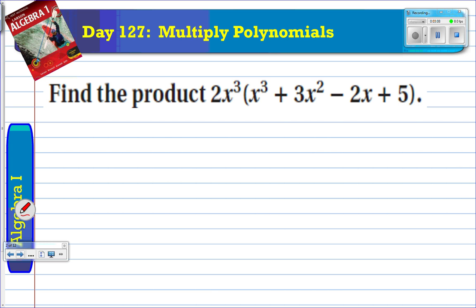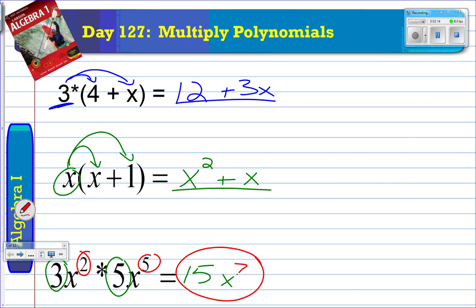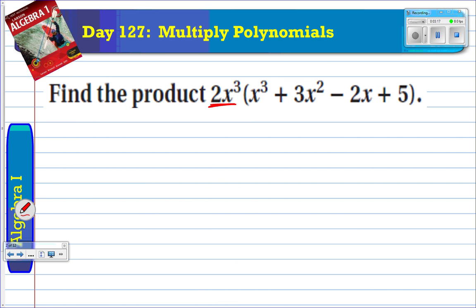Uh-oh. That looks scary. Probably can't do it, can we? No, of course you can. Same thing. We're just distributing. This time I'm distributing a whole bunch of stuff. I'm distributing all of that. Okay, I'm just going to multiply it by every term in here. Multiply it by x to the 3rd. So I have 2x cubed times x cubed, which is going to be 2x to the, multiplying powers, I add the exponents, x to the 6th.